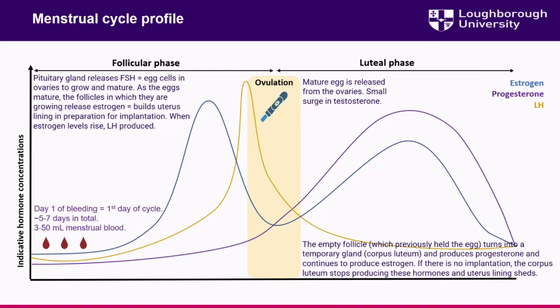Once ovulation has occurred, we move into the luteal phase of the menstrual cycle. Here we have a large rise in progesterone, and we have a secondary rise in estrogen, before this then falls down again to start the next cycle, with the uterus lining shedding if there hasn't been fertilisation of an egg.